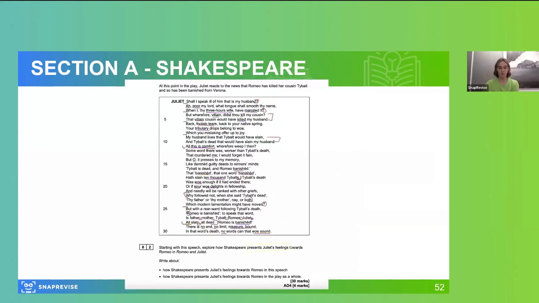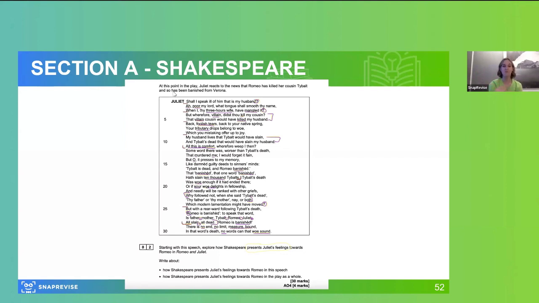So you open up your paper one, you find the text that you've studied, and you go to that question. So again, my suggestion would be read through the summary. You always do get a slight summary. So I've got something in my way here, but I know that it says at this point in the play, Juliet reacts to the news. I think it's the news that Romeo has killed her cousin Tybalt, and so has been banished. Sorry, I got really close to the camera there.